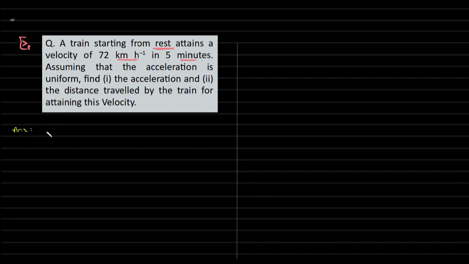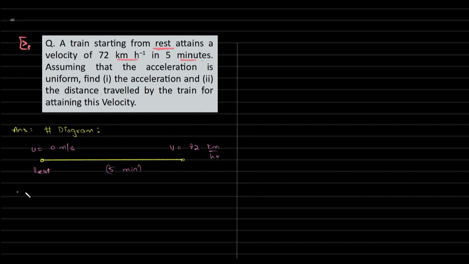Very first thing is draw a diagram. So we have an initial point, you have a final point, connecting that a straight line. This is the path of the train. This is starting with rest. That would make the initial velocity 0 meter per second. The final velocity happens to be 72 kilometer per hour, and the time happened to be 5 minutes.